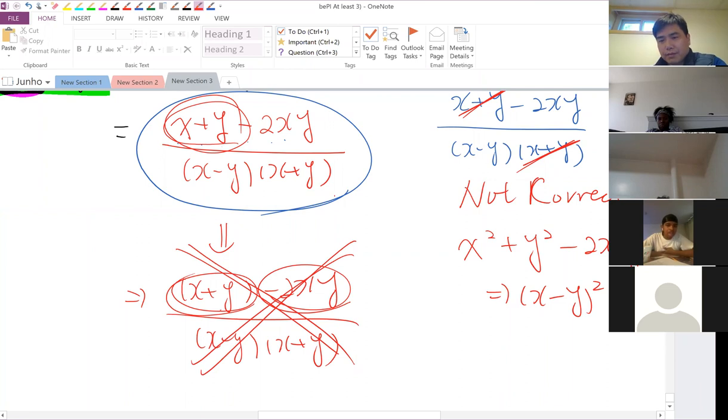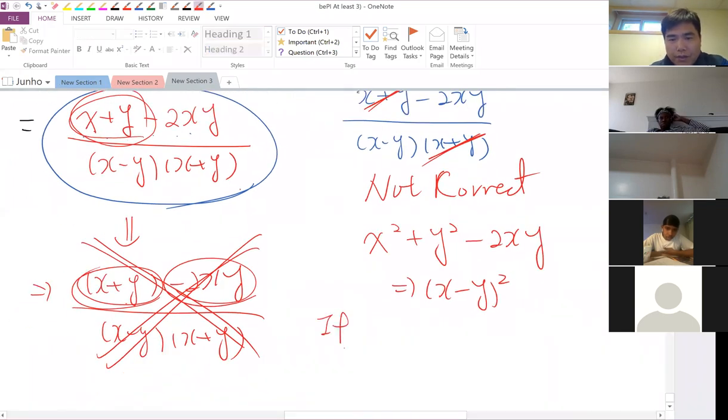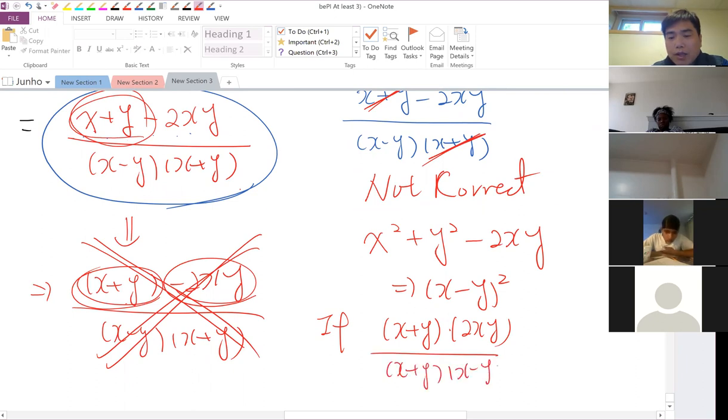So you still couldn't cancel out the x plus y? No. In this case, not at all. But if you have x plus y times 2xy over x plus y times x minus y, then finally you can do that. Oh, because it's not multiplication on the top and bottom, you can't. Exactly, yes. All right, I get it.